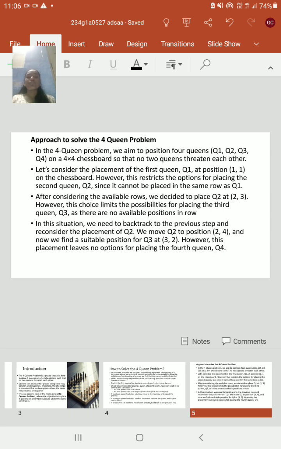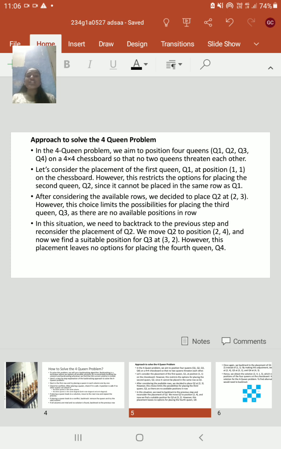Approach to solve the 4 queens problem. In the 4 queens problem, we aim to position 4 queens q1, q2, q3, q4 on a 4x4 chessboard so that no two queens threaten each other. Let's consider the placement of the first queen. What is our approach? We have to place 4 queens on the chessboard. This is our approach. With that approach, we have to remember the condition: no two queens should be in the same column, same row, or diagonal.